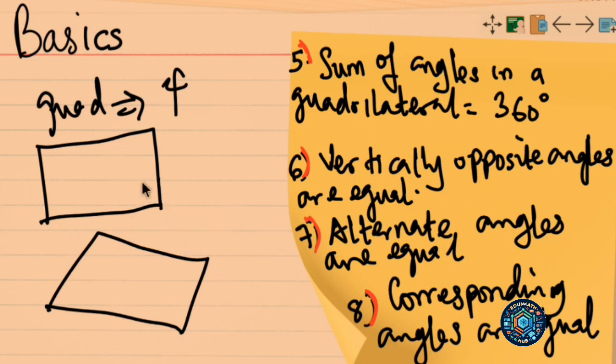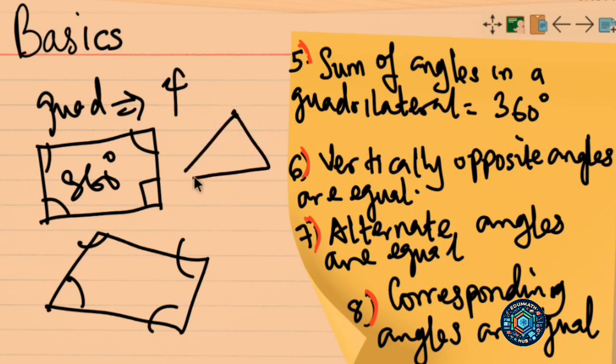And all the angles inside it must give you 360 degrees if you add all the angles inside. So don't forget that. For a triangle, it is 180 degrees, but for a quadrilateral, a 4-sided shape, it is 360 degrees.